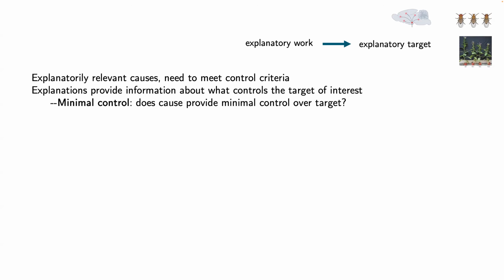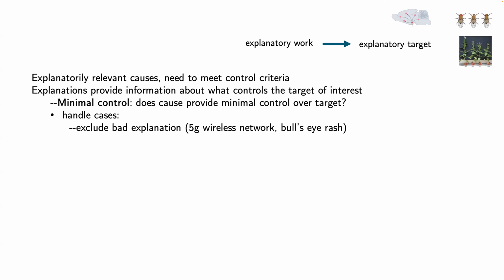So first standard we could state is just that your explanatory causes need to give you some kind of minimal control over a target of interest. And once we specify this first kind of standard that brings you into the space of identifying factors that are explanatory, we can start to see how a model of causal explanation can handle those cases that we viewed as bad explanations.